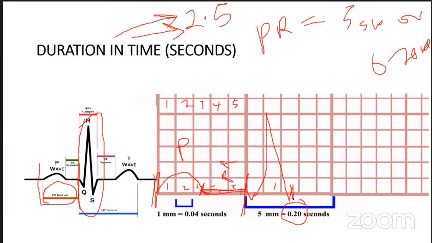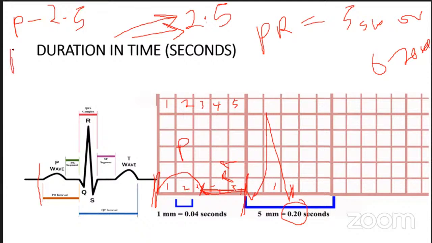Okay. So now the next part I'm going to draw is going to be my QT interval. Again, remember, if I come back here, we said our QT interval starts from where? From the beginning of the Q wave to the end of the T wave. That's my QT interval. And one way I remember this is my P wave, I said, is 2.5 small boxes.